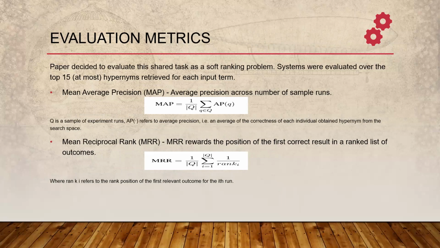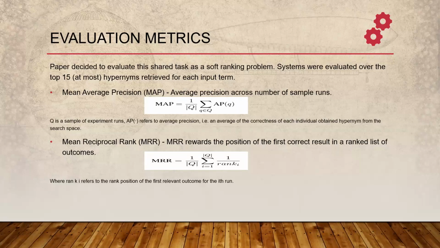Now there are two evaluation metrics which are captured for evaluating the different systems. One is the mean average precision, which is out of 15 terms. One thing I forgot to mention is that here we are not capturing one hypernym relationship, but the system is trying to find 15 hypernym relationships and trying to grade them. And this is the average of precision across different sample experiments.